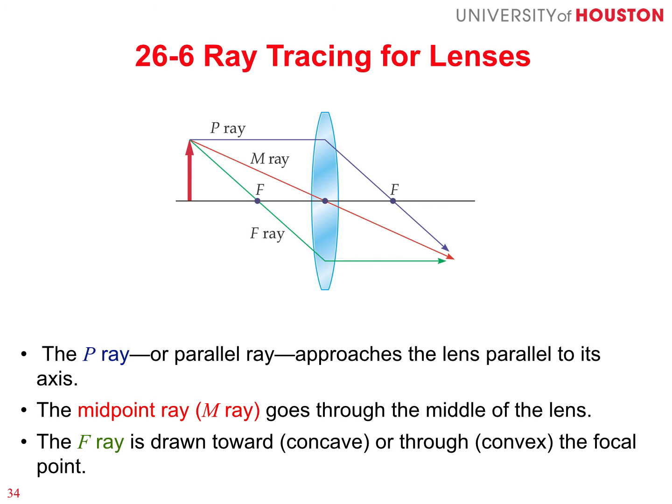The final ray is the F-ray. This goes through the focal point first, and when this is refracted, it will travel in a parallel direction with respect to the principal axis.